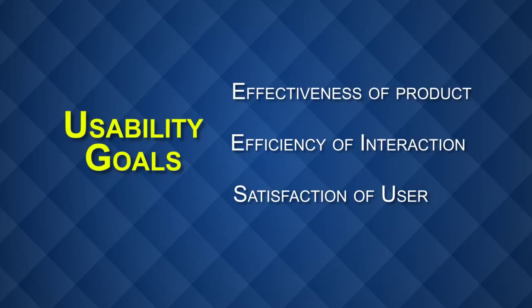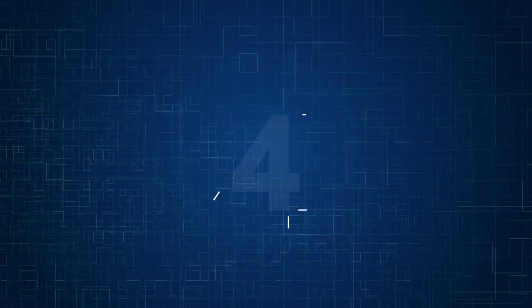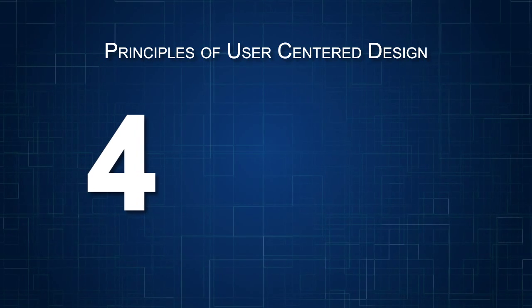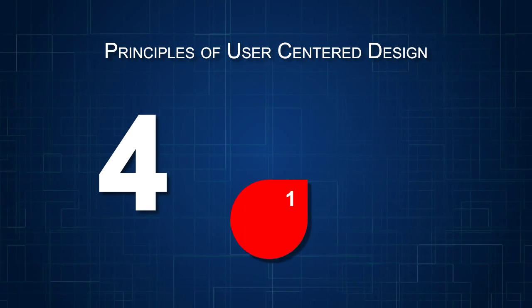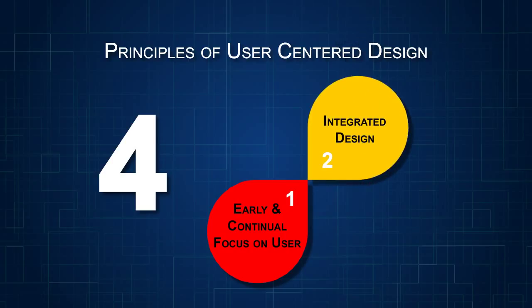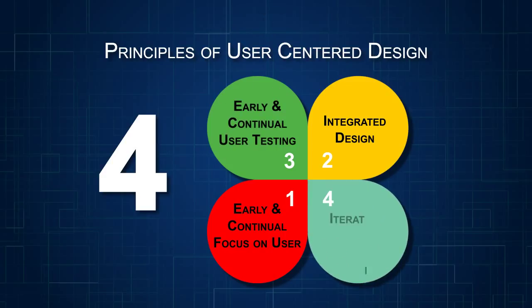So, in order to achieve all the goals of usability, there are many principles that we can follow. One of them is the 4 principles of user-centered design. They are: first, early and continual focus on users. Second, integrated design. Third, early and continual user testing. Fourth, iterative design.